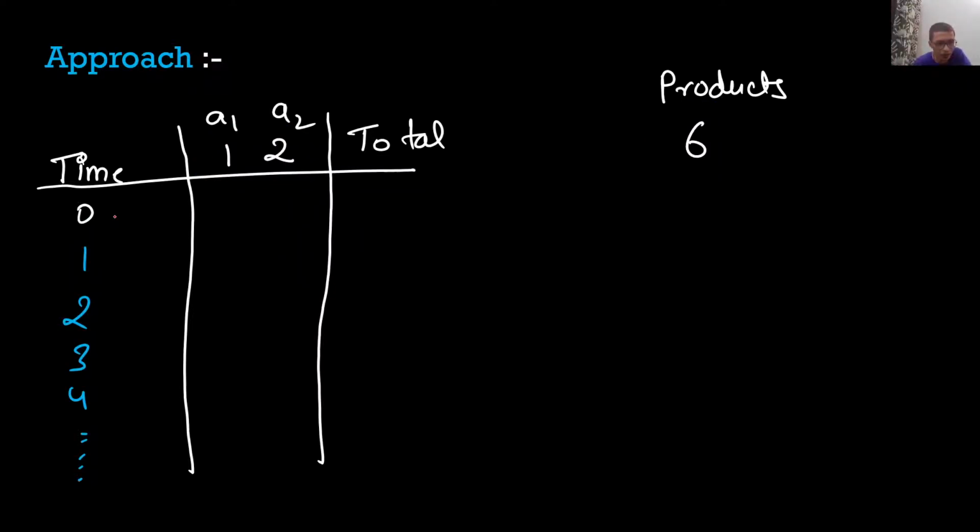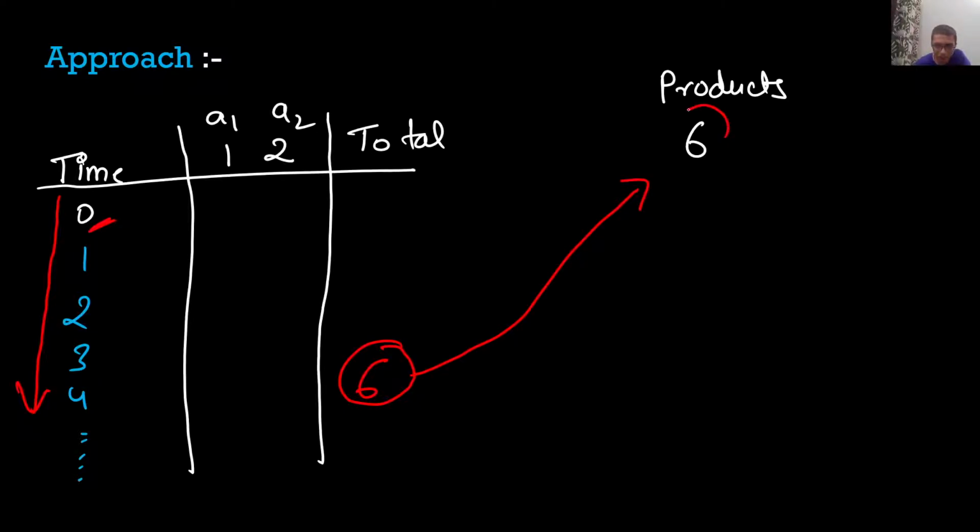Now we know that we have to start from 0 in this time. We have to start from 0 and we have to go till the total number of products becomes equal to the products that we want to achieve, right? But we really don't know how big this number or this time could be in this loop, right? So let's predict how big this number could be.